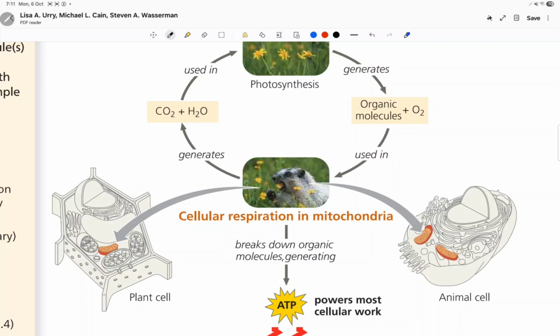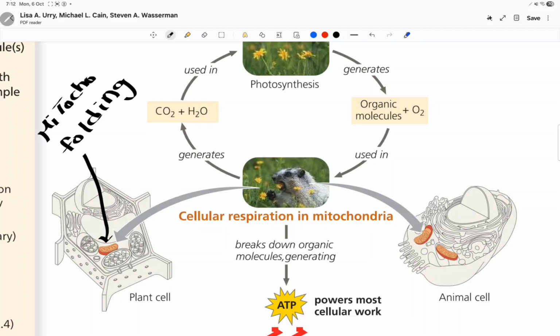Let me ask you guys a question. Who has mitochondria? Animals or plants or both? Both. And who has a chloroplast? Plant or animal or both? Only plants. Thank you. Whenever you see this folded organelle, basically, it's going to be mitochondria.